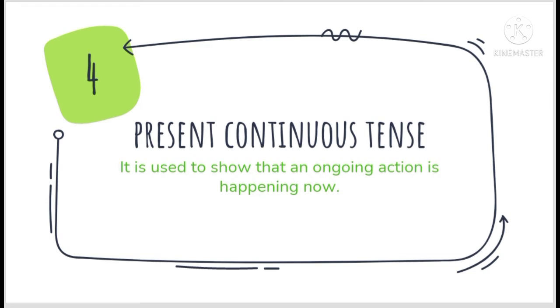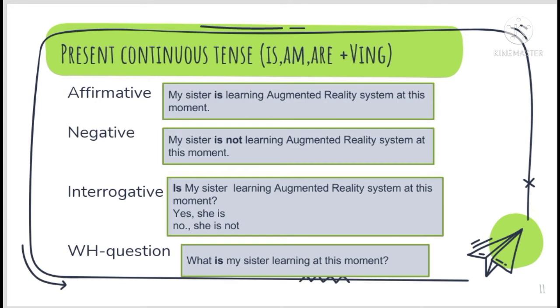Now we come to number 4, present continuous tense. Continuous, ingat, kalau ada kata continuous itu pasti sedang berlangsung. Apakah berlangsungnya sekarang, apakah in the past, atau in the future. So, in this case, we talk about sekarang ya, present continuous tense. So, it is used to show that an ongoing action is happening now. Kejadian yang sedang berlangsung sekarang.